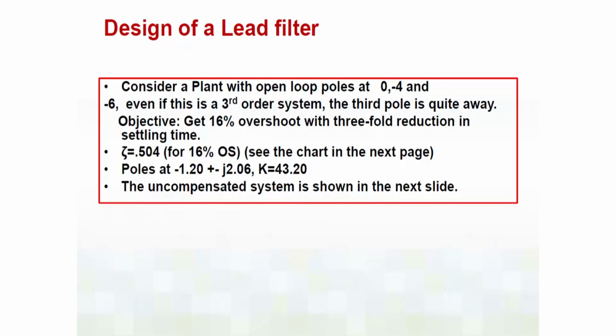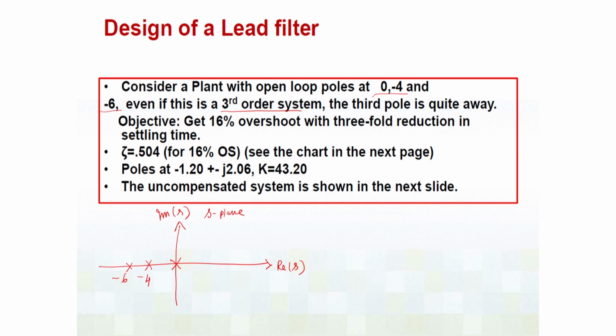So, consider a plant which has 3 poles at 0, -4, -6. That means if I again draw the S plane, this is my real of S and this is my imaginary of S. Then I already have 3 poles here. This is a type 1 system. One pole is at 0, another pole is at -4 and another pole is at -6. This is what the plant is having, and it is definitely a third order system.